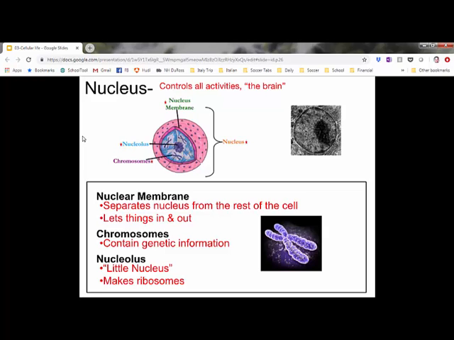The chromosome at certain times looks like an X. Other times it unwinds into sort of a loose ball of string. But that's a chromosome.